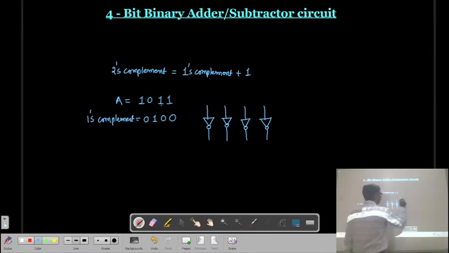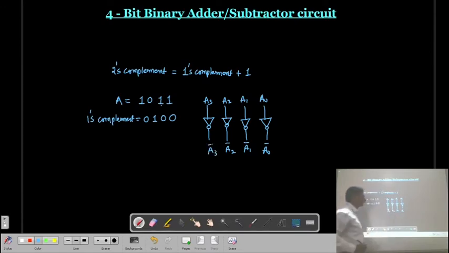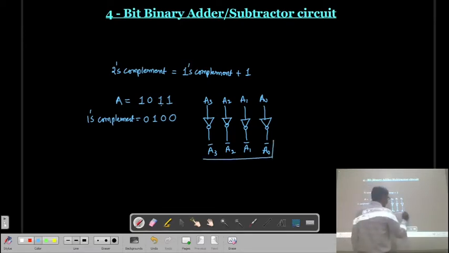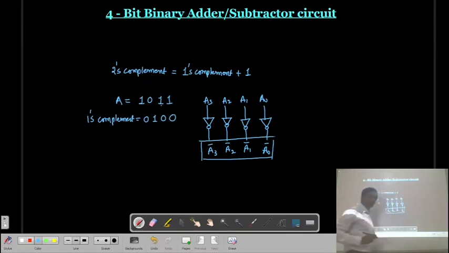If the inputs are A0, A1, A2, A3, then here you will get A0 bar, A1 bar, A2 bar, and A3 bar. So this is simple hardware for generating a 1's complement number. Now for the 2's complement, in this output, if we add 1 using an adder circuit, a full adder circuit, then it will give you a 2's complement number.